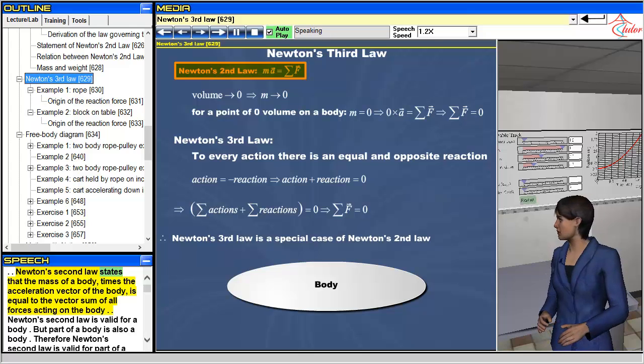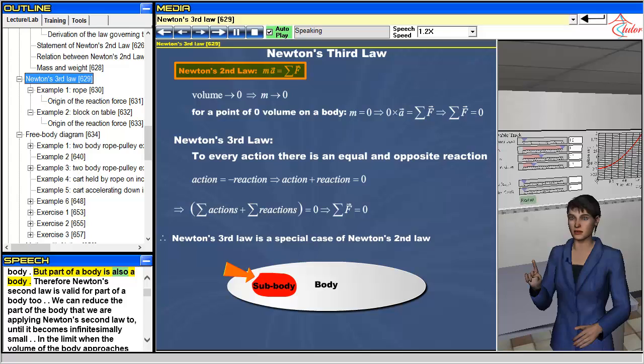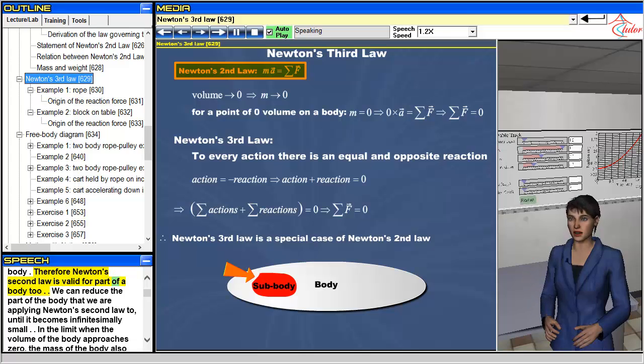Newton's second law states that the mass of a body, times the acceleration vector of the body, is equal to the vector sum of all forces acting on the body. Newton's second law is valid for a body. But part of a body is also a body. Therefore Newton's second law is valid for part of a body too.